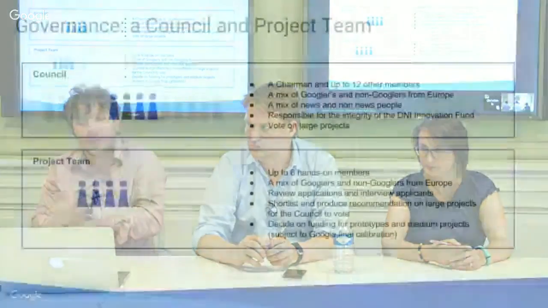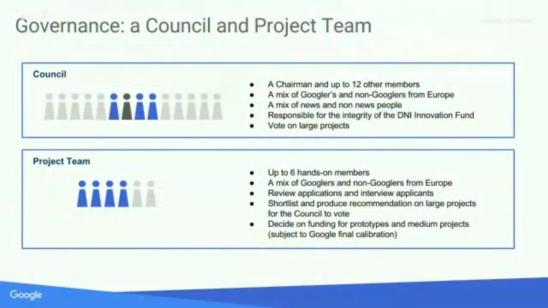A few words about the governance of the fund. Basically, there are two bodies. One is the project team, which is us, and the second one is a council. In both the project team and the council, we want to have a very diverse perspective, so it's a mix of Googlers, people from Google, and externals. For the project team, it's very hands-on people that are joining the team for the assessment process.